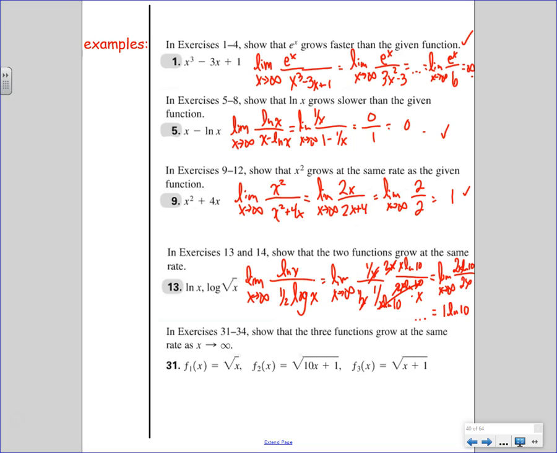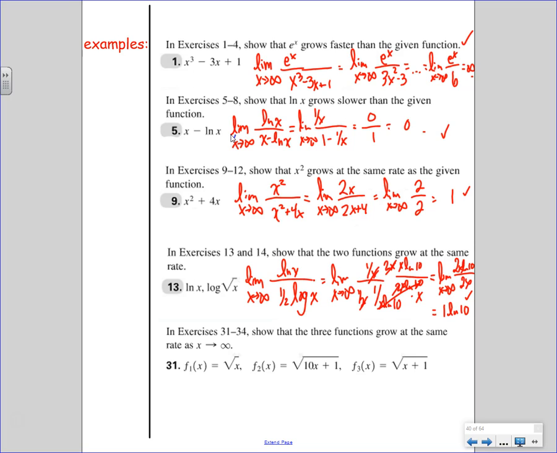Remember, ln of 10 is a constant, so we're going to go one more iteration of L'Hopital's. But why would you even need to do that? Because then you cancel out, right? 2x ln of 10 over 2x. Yeah, you could reduce. That's true. You guys don't need to do another iteration of L'Hopital's. Good thing. But still, it's constants. They grow at the same rate.